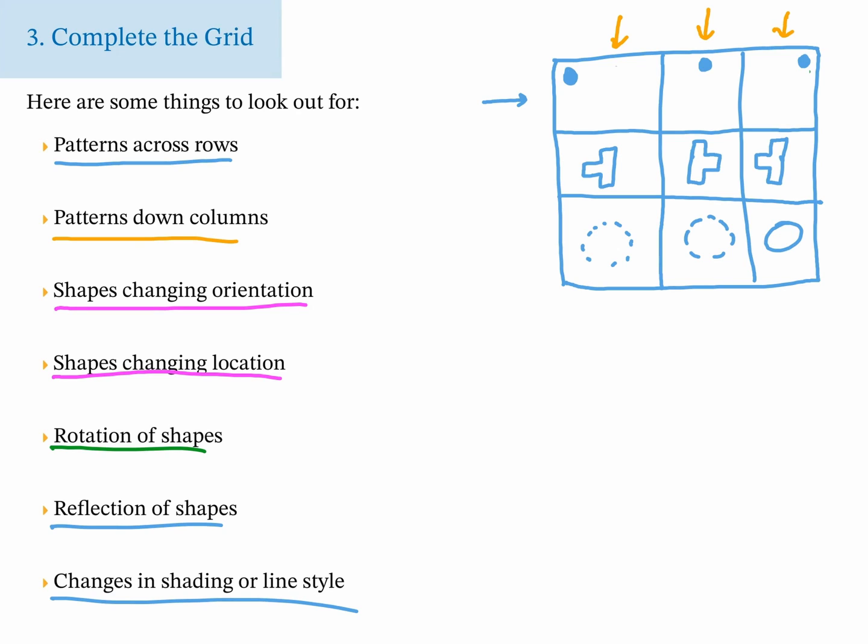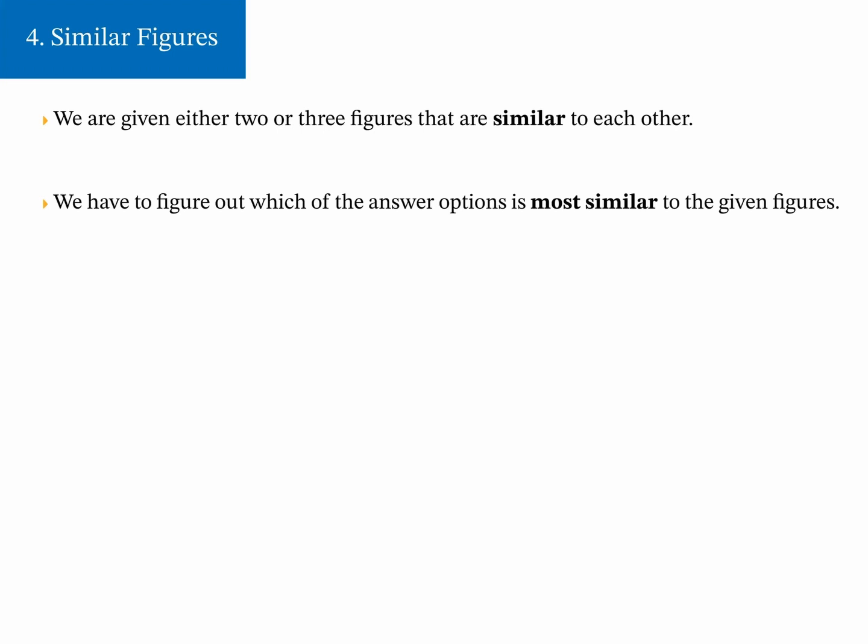Now, let's take a look at another question type. So I'm going to pull that up here. This final question type that we'll look at today is called similar figures. In this question type, we're going to be given either 2 or 3 figures in our question. And these 2 or 3 figures are somewhat similar to each other. We need to try and work out how they're similar to each other. And crucially, we need to ignore the ways in which they're different to each other.